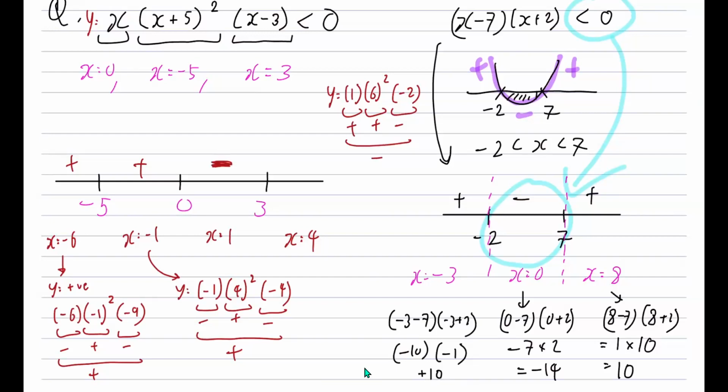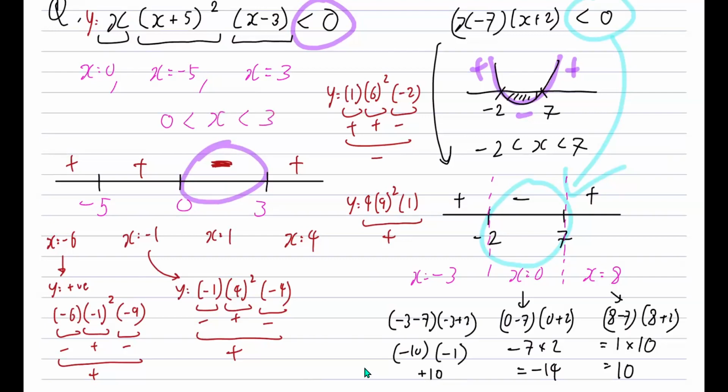And then x equals 4. So y equals 4 times 4 plus 5, 9 squared, times 4 minus 3, positive 1. Positive, positive, positive. Good. So when is it less than 0? Here, the answer is 0 less than x less than 3. This is called the sign test. You can Google if you need more practice questions.